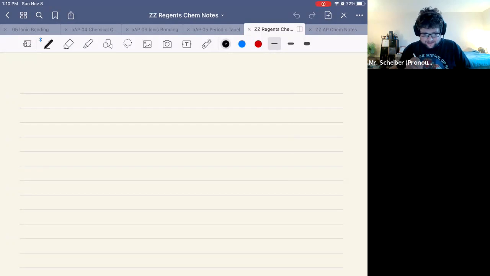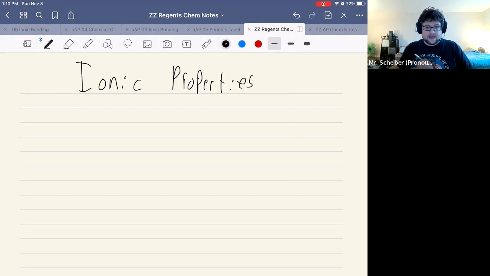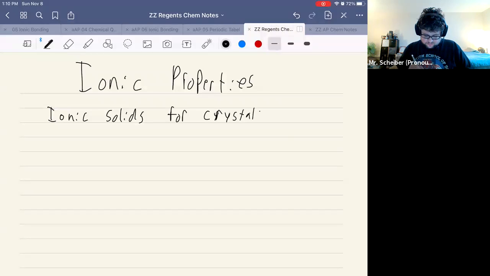And we're going to continue talking about ionic compound properties. We kind of started in class. So, ionic properties. And from class, we said that ionic compounds, or ionic solids, form crystals. And we said that each crystal has a crystal lattice structure. So, you have to have these alternating positives and negatives. So this would be an example of a crystal lattice structure.